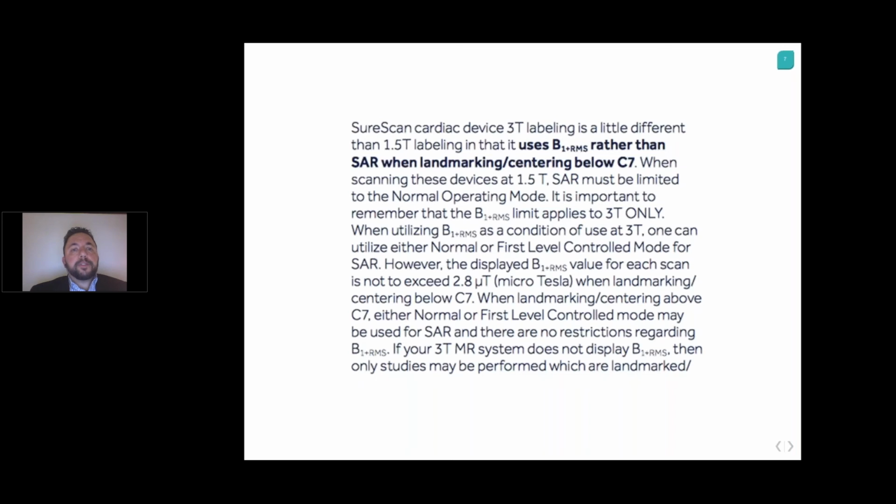SAR must be limited to the normal operating mode in a 1.5 Tesla system. Again, no first level mode, no fast scanning techniques. B1+RMS, in this particular research that we've done as an MR technologist, applies to 3T only. So when utilizing B1+RMS as a condition of use, we can then utilize normal or first level for SAR, but the displayed B1+RMS value for each scan is not to exceed 2.8 microtesla.